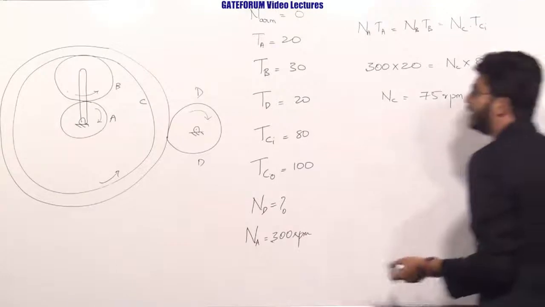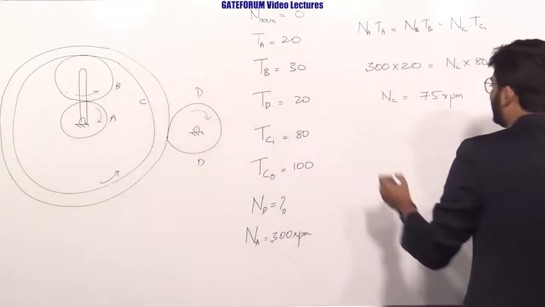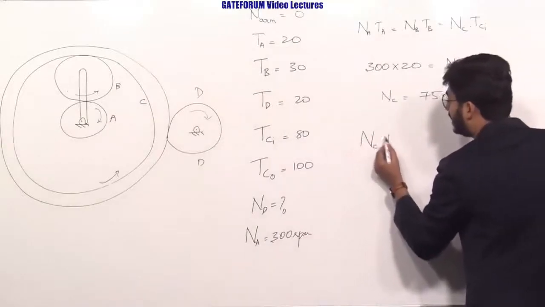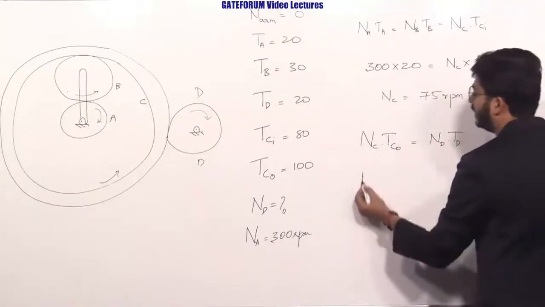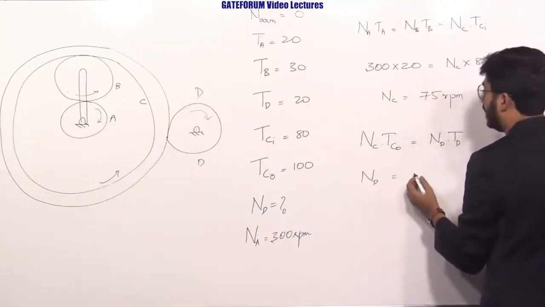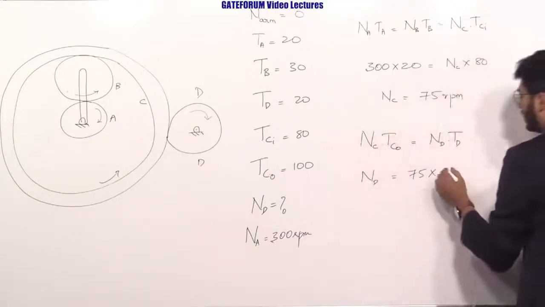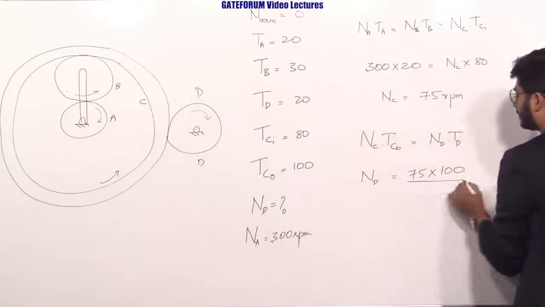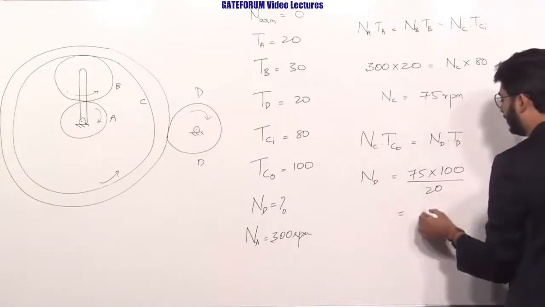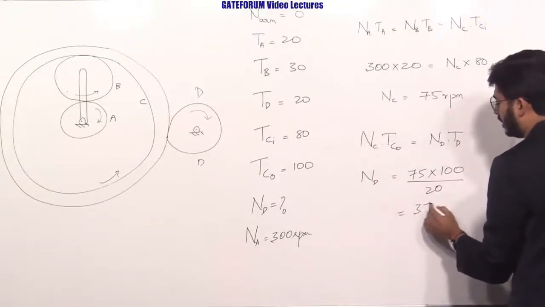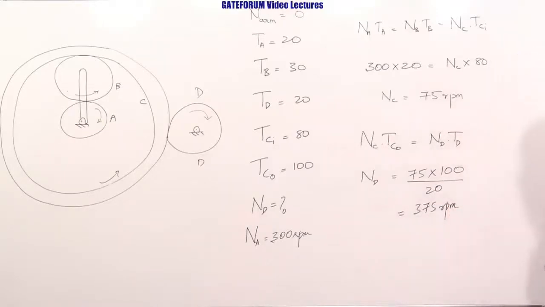Similarly, the outer circumference of the wheel is in mesh with gear D, so NC TC outer equals ND TD. ND is equal to NC, which is 75, into TC outer, which is 100, divided by TD, which is 20. So this will be 25 into 100 and 75 into 5, which is 375 rotations per minute, which is option C. This is the end of the answer.